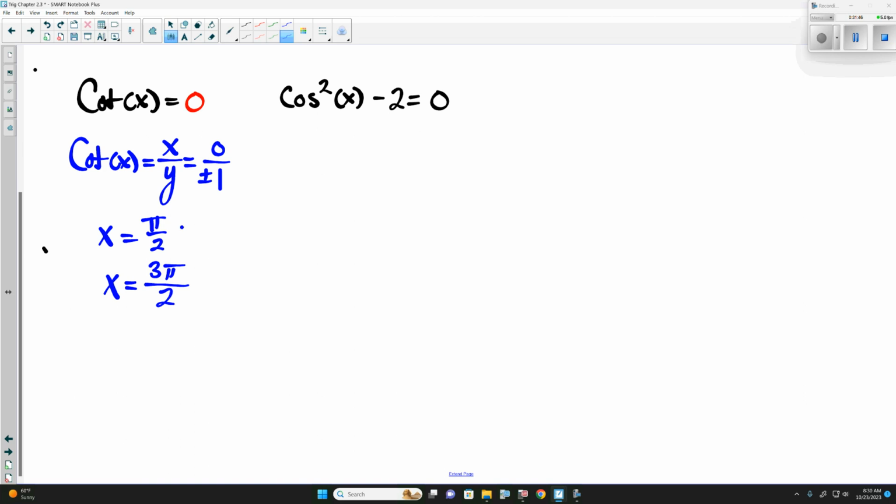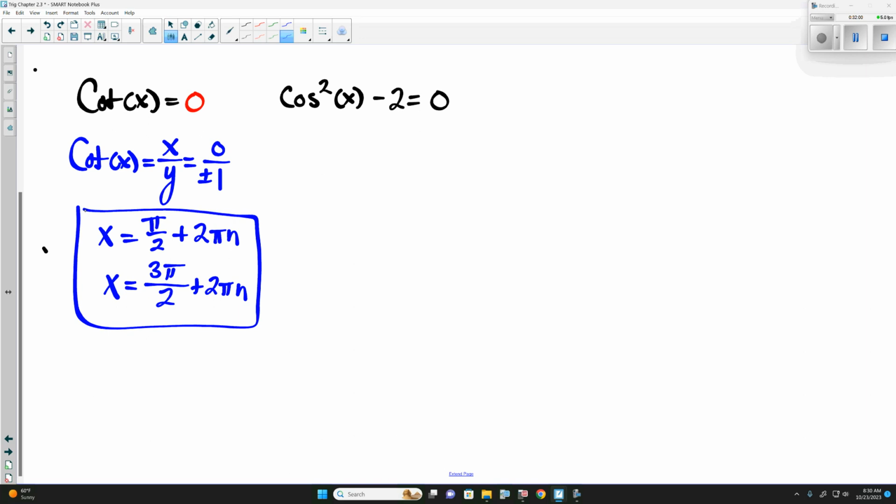But again, we are not restricted on the values or our angles between 0 and 2 pi, so we have to add the 2 pi in. So we have these here. Questions on these so far?